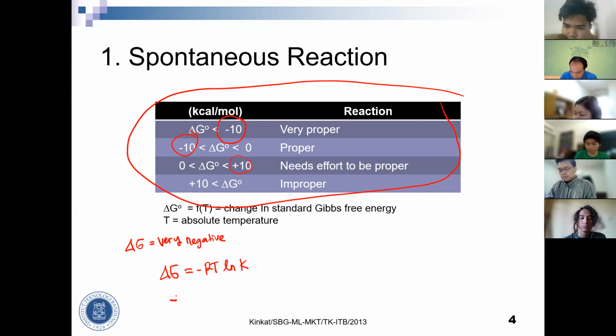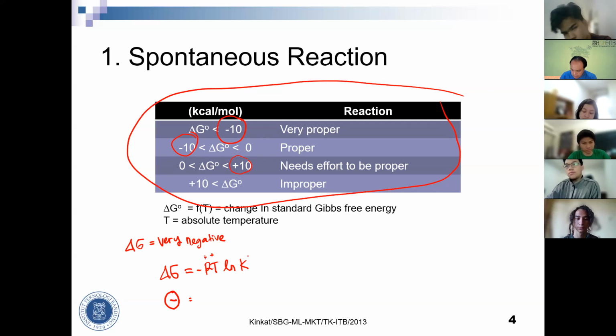If the delta G is negative, can R be negative? Can the temperature be negative? No, right? R should be positive. Temperature should be positive as well. So if the delta G is negative, how about this ln K? Is it positive or negative? Negative, sir. We have negative here from the formula. Also, it's positive. So the K must be positive.